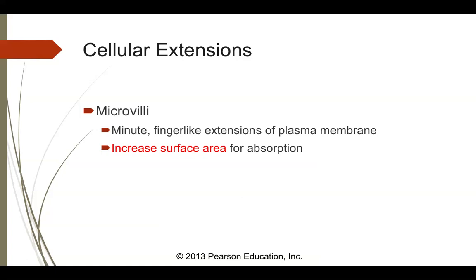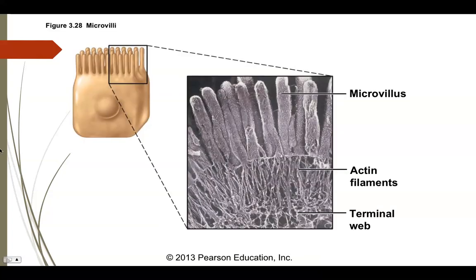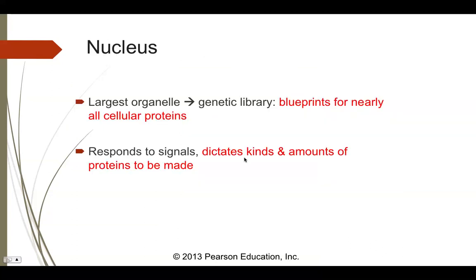Microvilli are a different type of cellular extension. These are tiny finger-like extensions of the plasma membrane, and these are found in the small intestine, and they increase the surface area for absorption. And here's a photomicrograph, an electron micrograph right here showing you these microvilli, and they greatly increase surface area. The nucleus is the largest organelle, and it contains your genetic library. This contains blueprints for nearly all your cellular proteins. The nucleus responds to signals, and it dictates the kinds and amounts of proteins to be made.